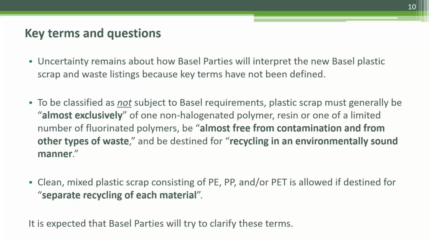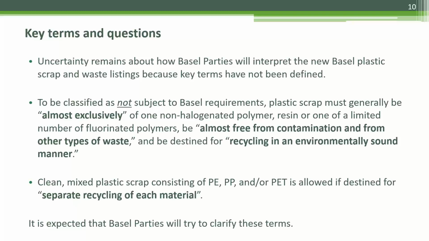So many questions remain about how the terms used in the new Basel waste listings will be defined. And on this slide, the new and undefined terms are provided in bold and in quotes. So to reiterate, to be classified as not subject to Basel requirements, plastic scrap must generally be almost exclusively of one non-halogenated polymer, resin, or one of a limited number of fluorinated polymers, be almost free from contamination and from other types of waste, and be destined for recycling in an environmentally sound manner.